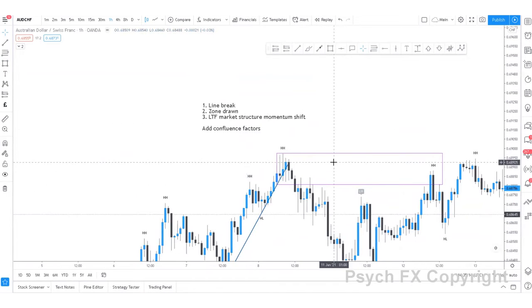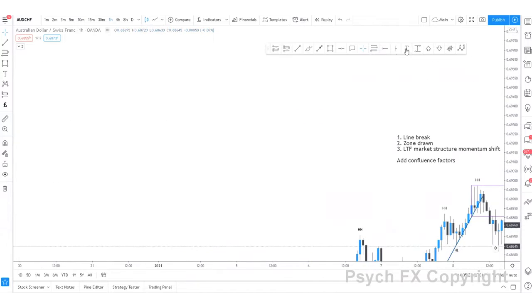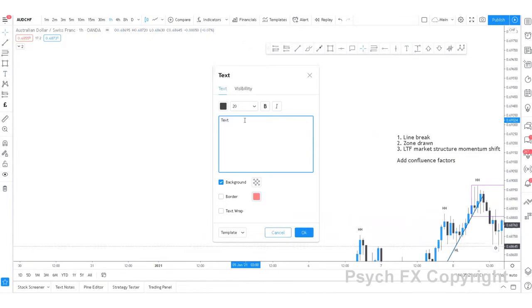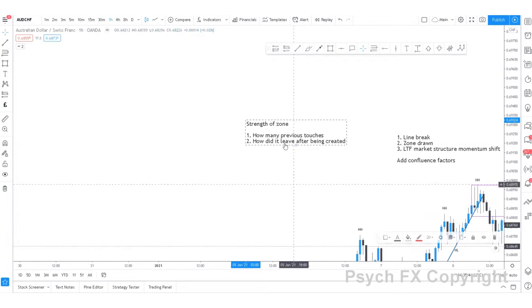But what I first of all want to talk about, because I know that you already have a rough understanding of this, is the strength of zones, and we did touch on it in the video in the scalping section. The strength of a zone is basically determined by two main things, I'd say: how many previous touches, and how did it leave after being created? And there's an element of common sense to the second one.